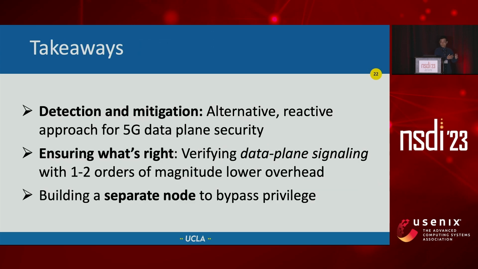That's pretty much for CellDAM, and here are some takeaways for this talk. We first show that detection and mitigation is a very important alternative, reactive approach to security, especially here for the 5G data plane. The main philosophy here is to try to ensure what's right. It's actually on two different levels. First, we try to verify what is correct to find out those potential attacks. On the second level, we try to verify what's the correct component to verify, like in this case, signaling, which can greatly reduce the overhead for our solution.